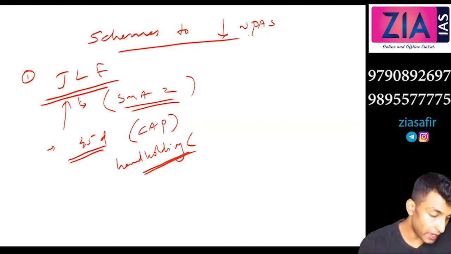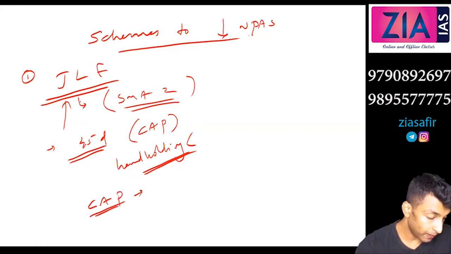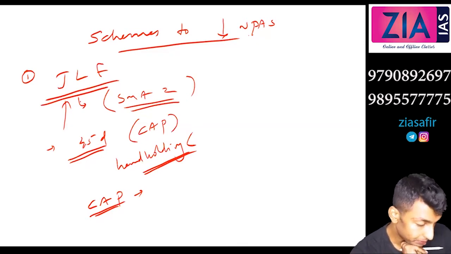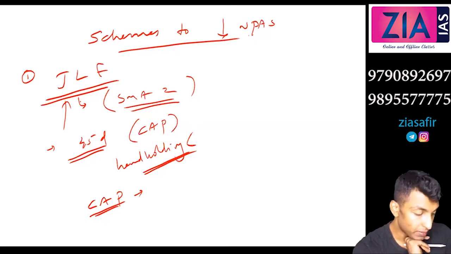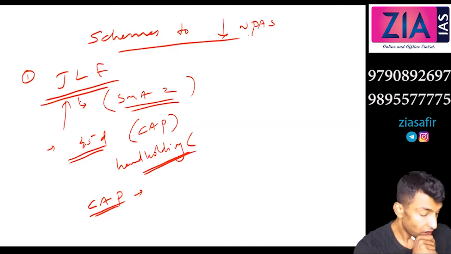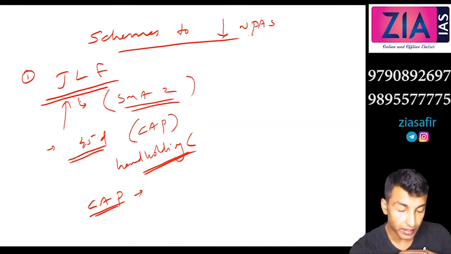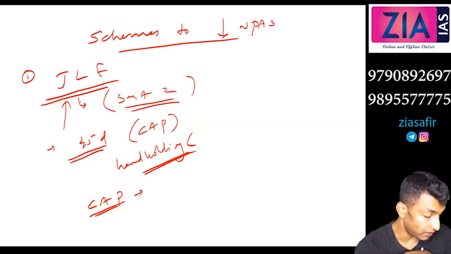One more line you can write, the CAP, the corrective action plan that we have discussed, should be ratified by at least 75% of the creditors by value and 60% of creditors by number. One more line you write there, JLF replaced corporate debt restructuring, CDR, corporate debt restructuring guidelines of 2013.